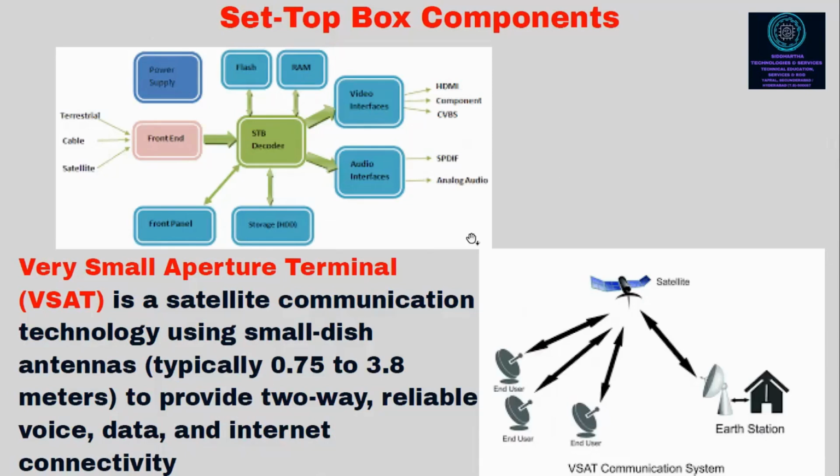Now, VSAT. What is VSAT? Very small aperture terminal. VSAT is a satellite communication technology using a small dish antenna, typically 0.75 to 3.8 meters. It is small in size, what we use around our homes nowadays, to provide two-way reliable voice, data and internet connectivity.